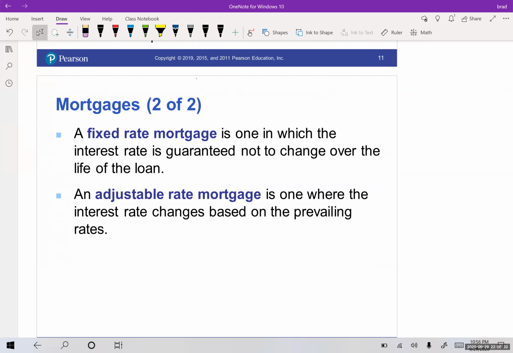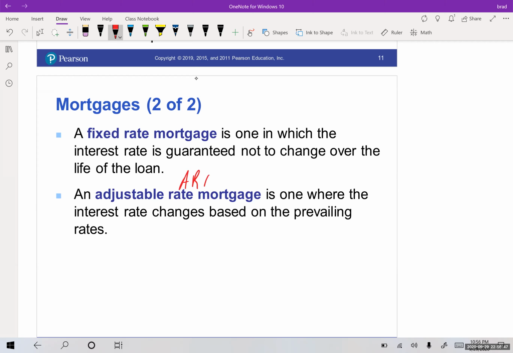Okay, a fixed rate mortgage is one in which the interest rate is guaranteed not to change over the life of the loan. And an adjustable rate mortgage is one where the interest rate changes based on the prevailing rate. So this is called an ARM. Oftentimes they call this an ARM.